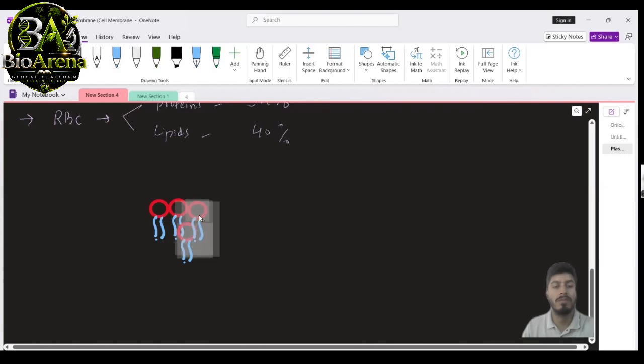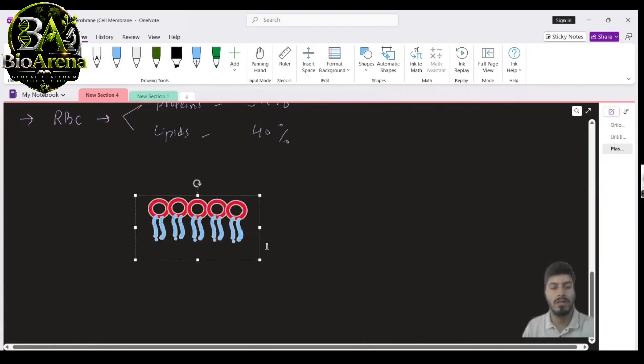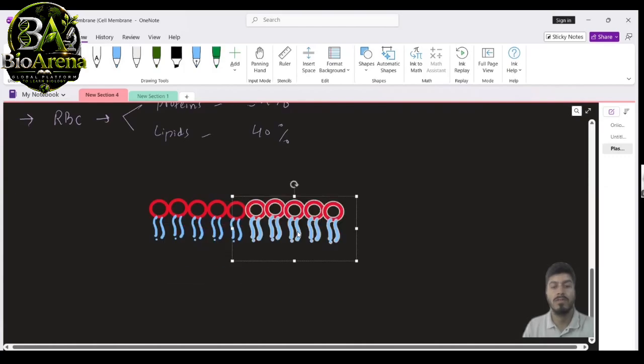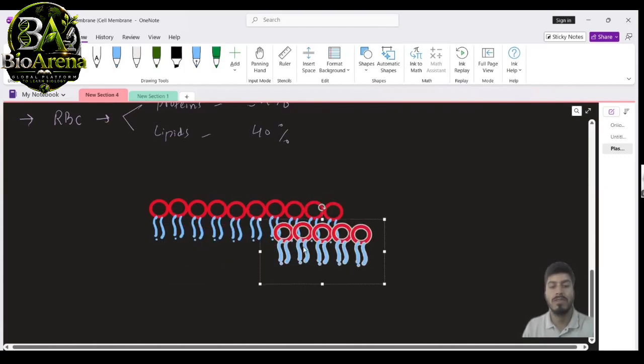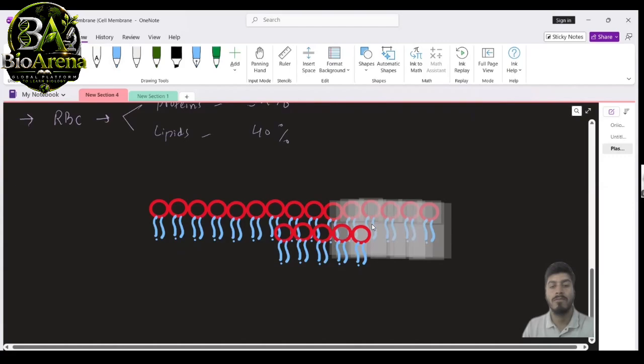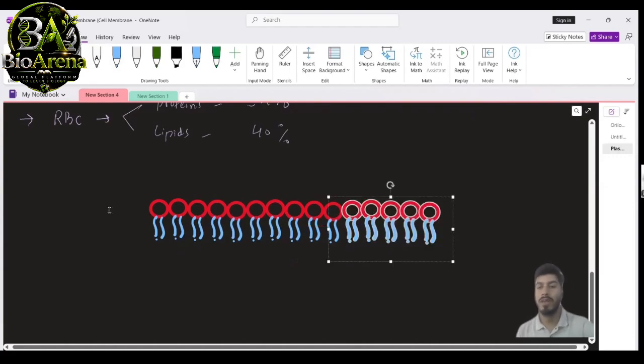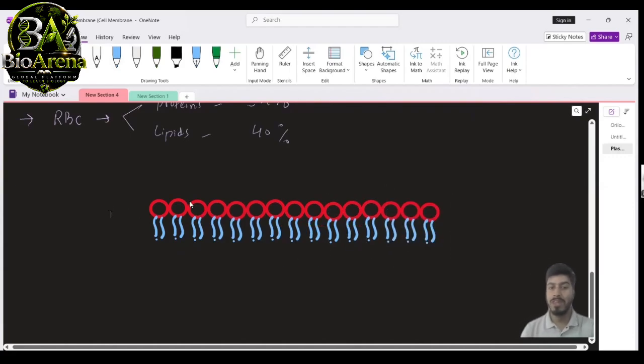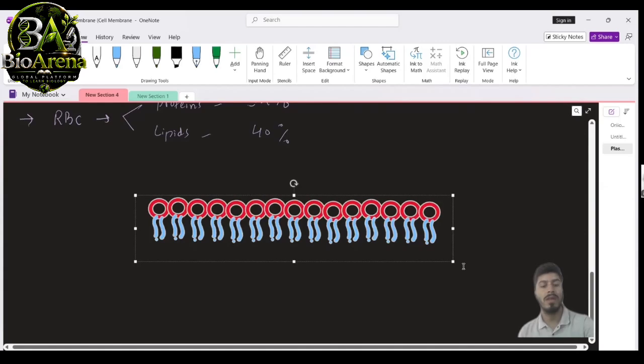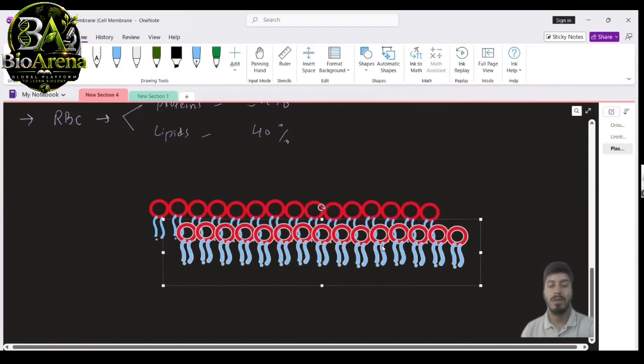So this forms complete. They are joined end to end like this. I will quickly duplicate these structures so that we can save some time. Okay, so this is one layer. Okay, there will be another layer, yes, because plasma membrane has lipid bilayer. Okay, so it has lipid bilayer.